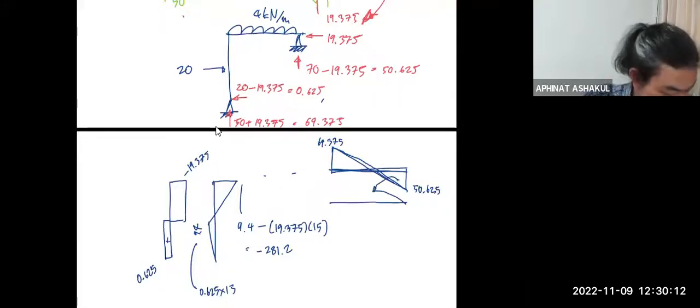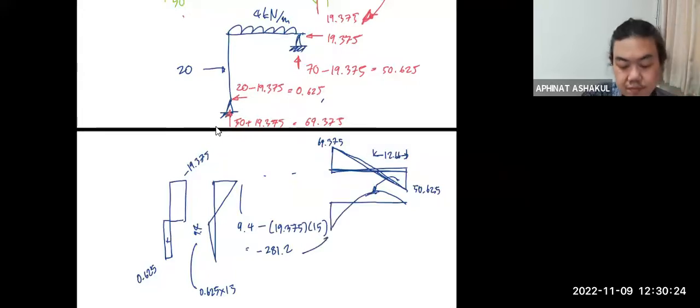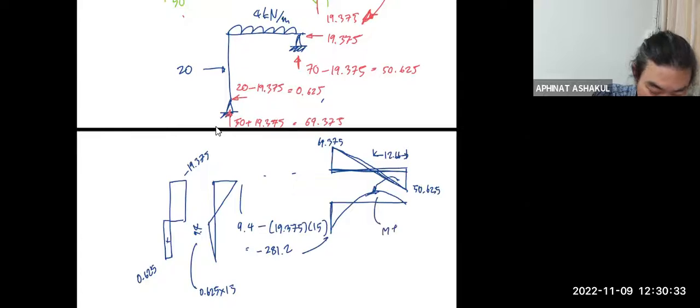Right? Here is 12.66. And the moment should come down and match with this number. Okay. 281, and here is positive moment is 320.